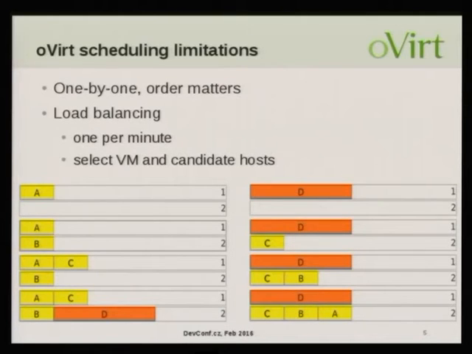Just because the order was reversed, the situation looks completely different. And we only have one value. We only use memory here, for example. But oVirt uses about 10 different values and capabilities to check whether the VM should be run on some host or not. So you see that this is not really optimal, but the advantage of this is it's very fast. If you have the space to start a VM somewhere, we'll start it in a second or so.